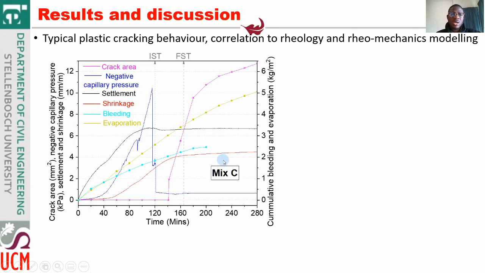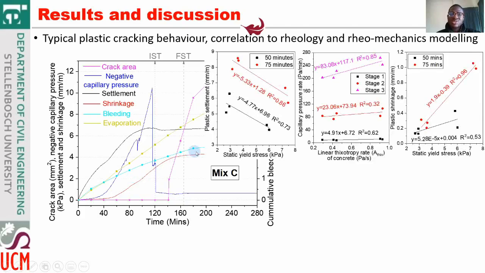This is a typical plastic cracking behavior in which we have capillary pressure starting to rise when evaporation exceeds the bleeding here, and then from that point onward, the shrinkage also begins to rise, while the concrete, for example, later starts cracking at 130 minutes after exposure to the climatic chamber. So a simple statistical analysis was used to find relationships between some of the plastic cracking processes, that is shrinkage, settlement and capillary pressure, with the rheological properties, and these are just typical results.